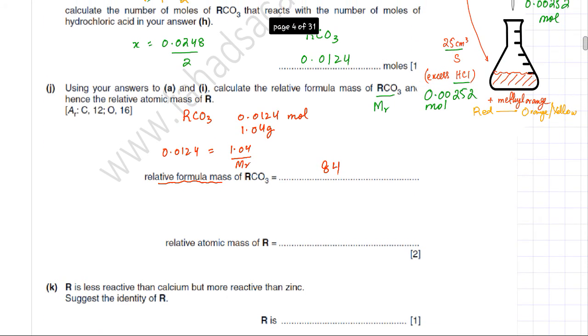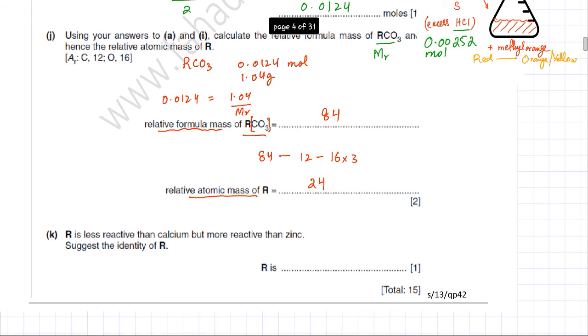And the next part is we need to find the relative atomic mass of R. So what we're going to do is, I'm going to just get rid of this CO3, the AR of C and 3 oxygens from 84. So 84 is the total MR of this entire thing. So if we remove the carbon, that's 12. And if we remove 3 oxygens, that is 16 into 3. So if we get rid of that, then we are left with R, which is going to be equal to 24. So the relative atomic mass of R, this element R, is 24.